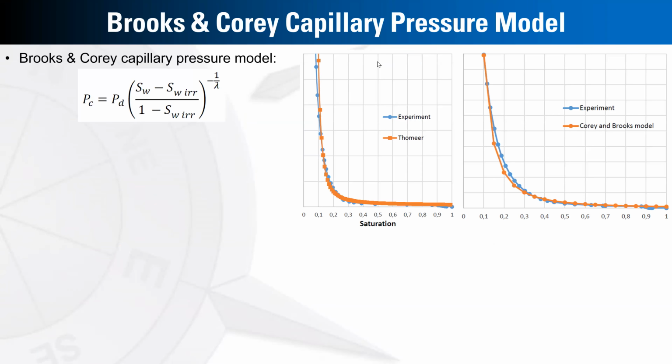So this is the comparison between the experimental core capillary pressure measurements and the capillary pressure calculated by the Brooks and Corey model, and this is the one calculated by the Thomeer model. So simply one of these models will be used to fit or to match the lab measurements, and finally this model will be used in your simulation model for simulation applications.